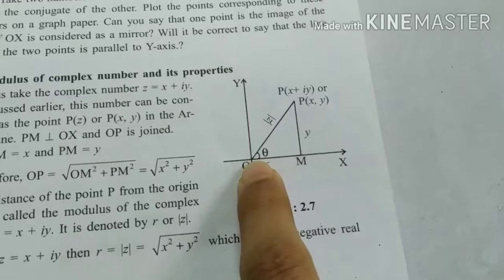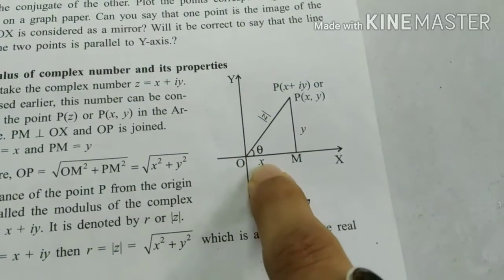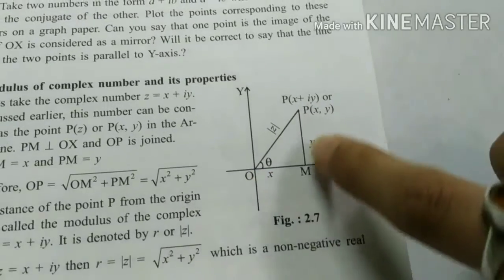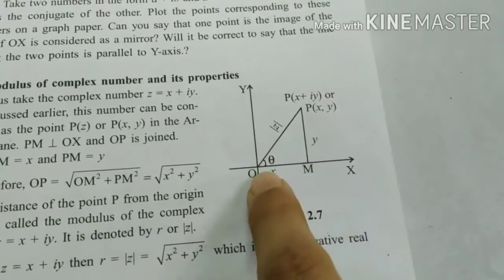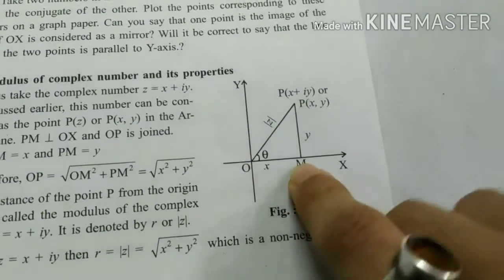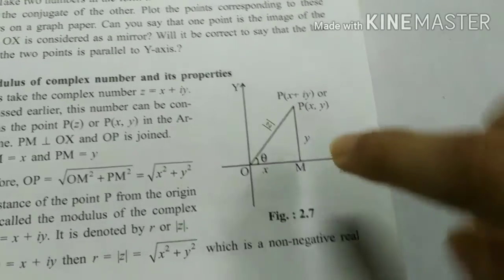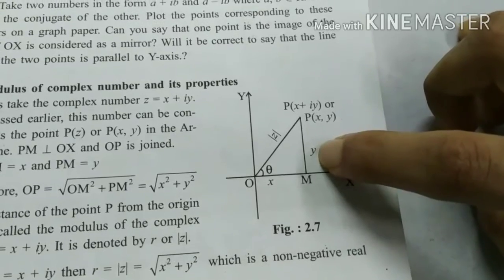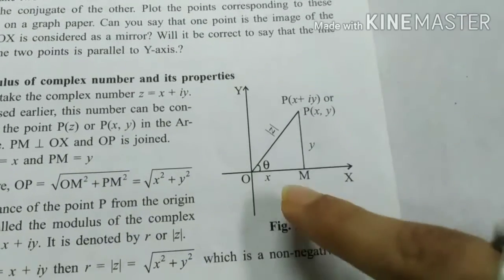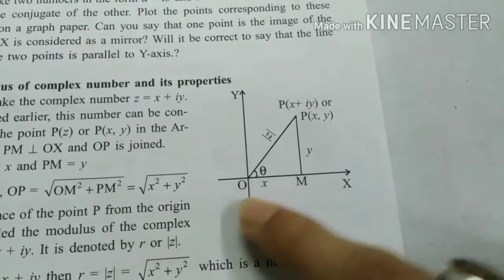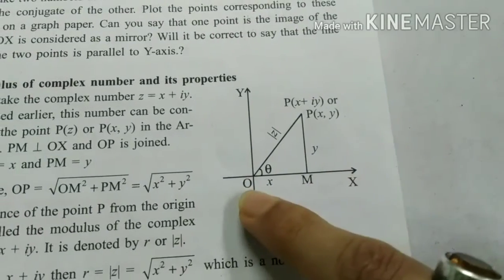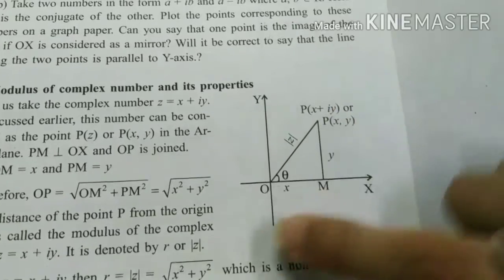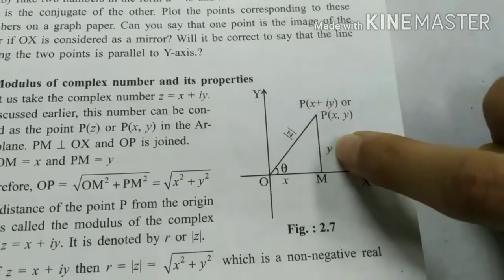So OM will be x, because the complex number is x plus iy. This will be x, and this will be y. The x-axis represents the real part and the y-axis represents the imaginary part. So this will be x and this will be y.